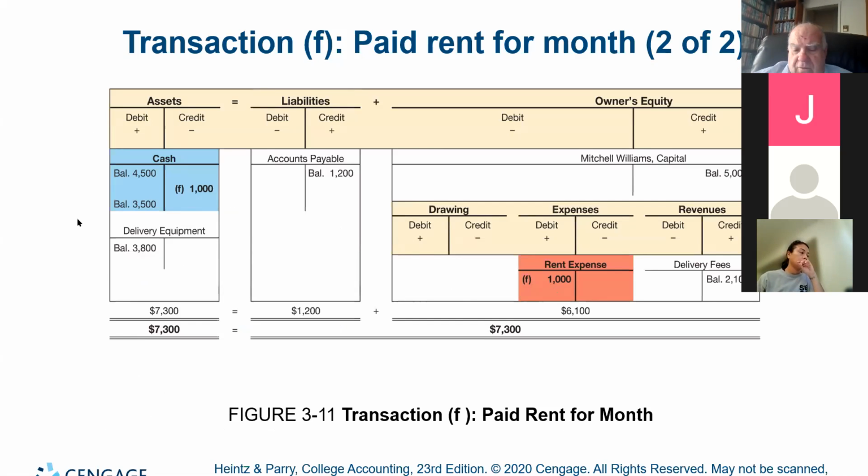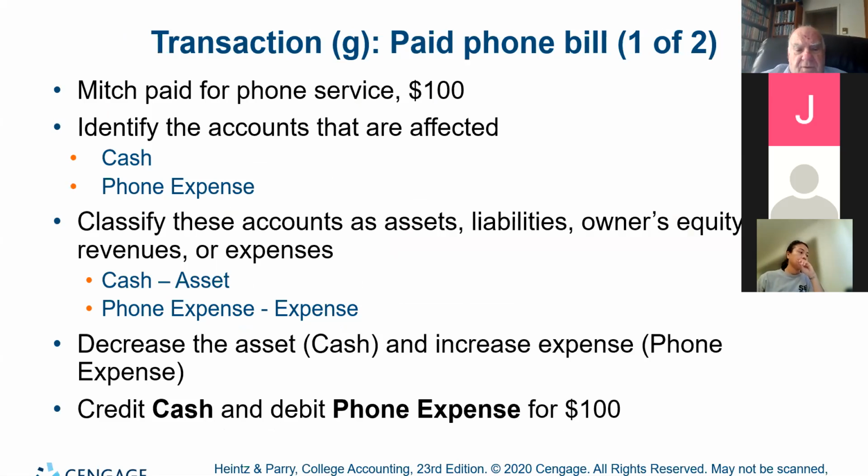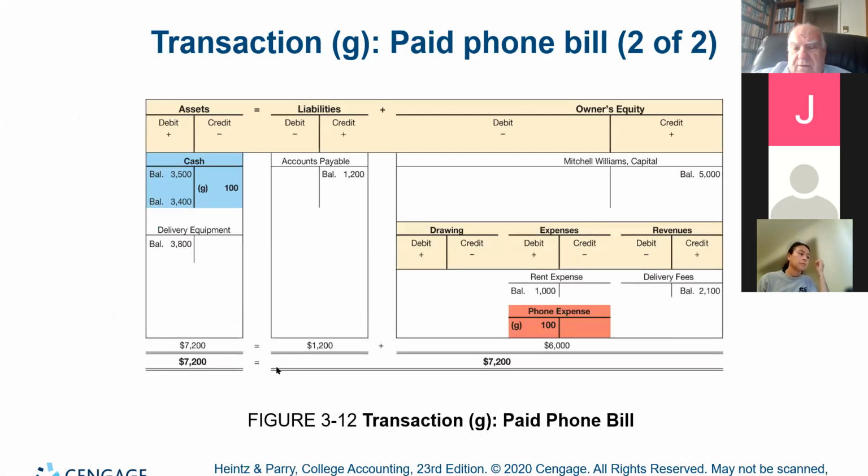And now we're moving along. The phone bill, same thing. He got the phone bill in the mail. Okay, well, that's an expense. So we're going to have to deal with cash and an expense called phone expense. He decided to have a separate folder in his general ledger for phone expense. So we have to decrease the asset and increase the expense. We're going to debit phone expense, credit cash.